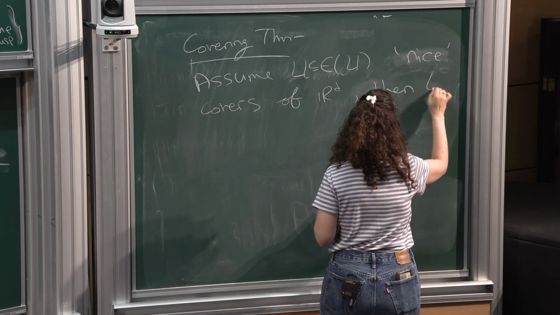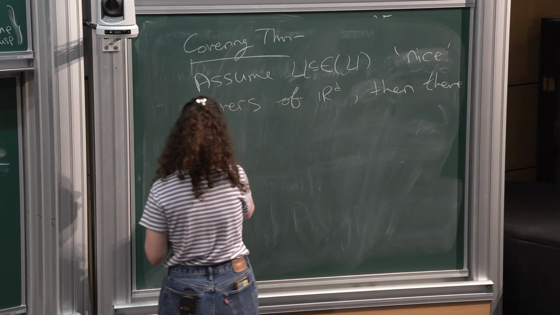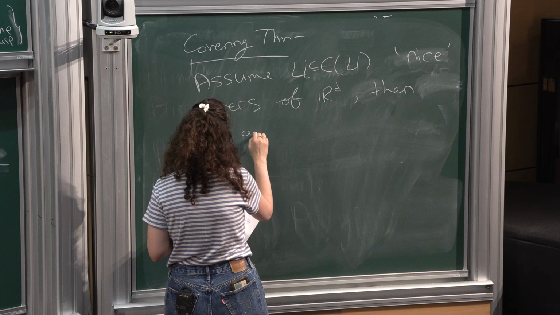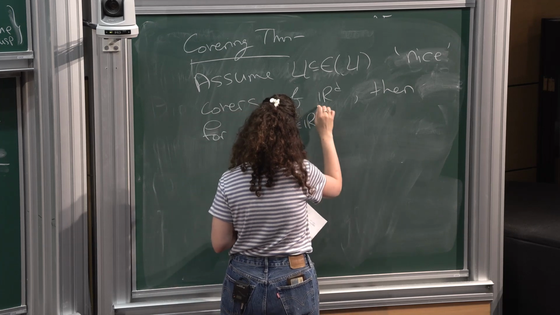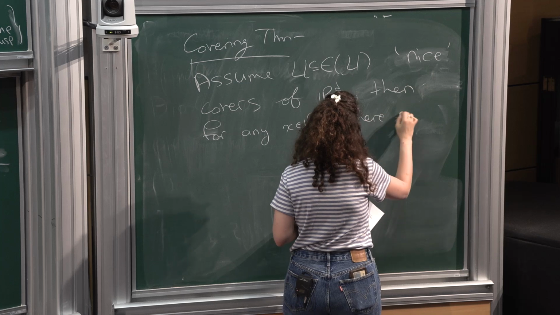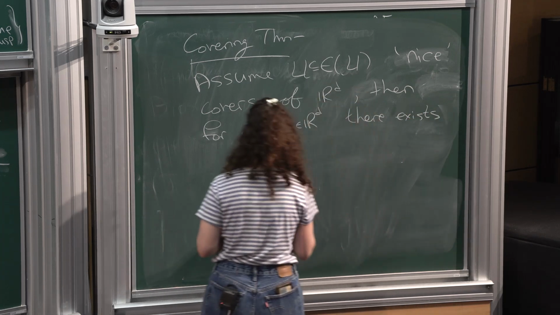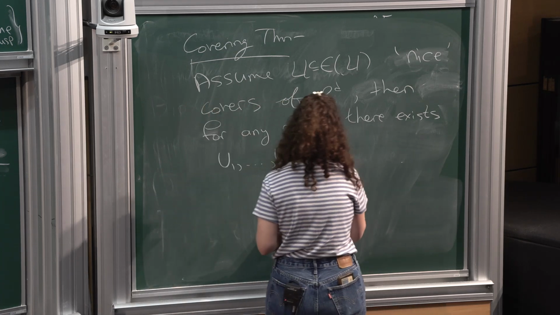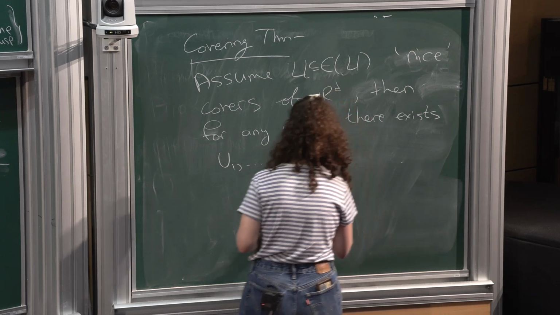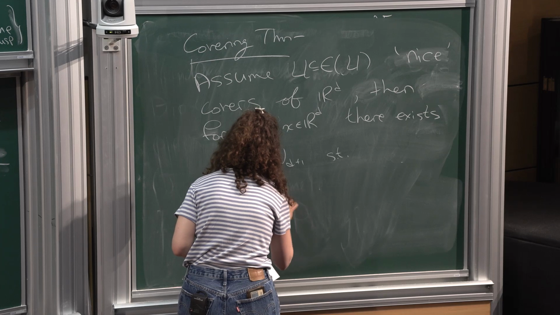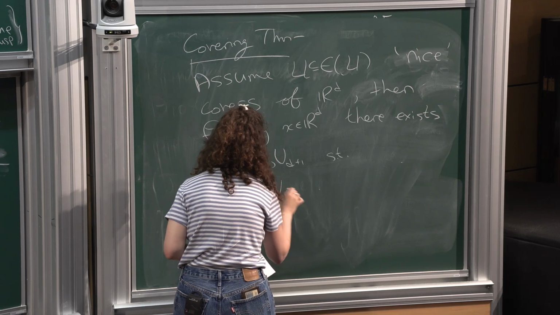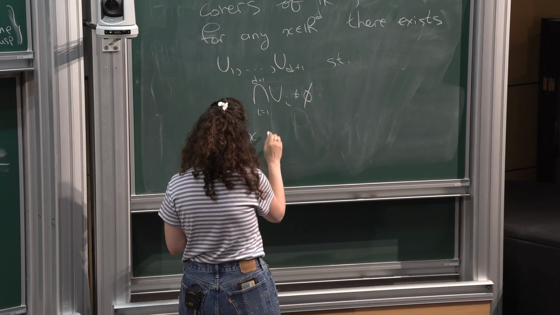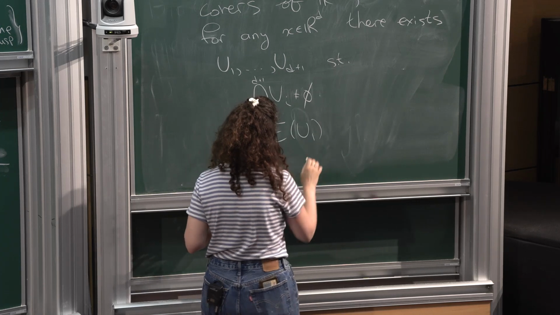Then there exists, for any X in RD, U1 till U D plus 1, such that U1 till D plus 1 don't have an empty intersection, and X is in EU1.